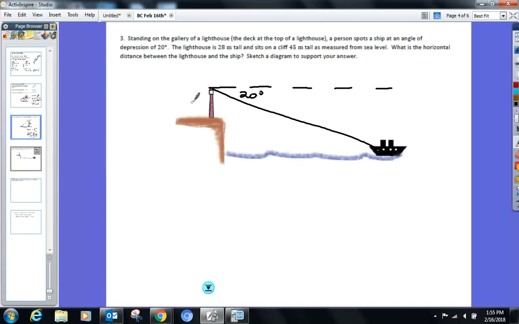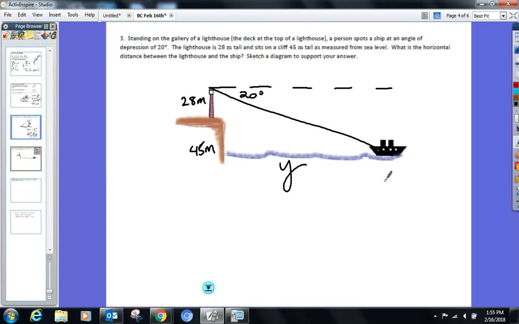Lighthouse, 28 meters tall. Cliff, 45 meters tall. What's the horizontal distance from the ship to the lighthouse? Horizontal distance. Quickly, if I take that word horizontal out and I say, what's the distance from the lighthouse to the ship, I'm now looking for the hypotenuse. If I want the horizontal distance, I will specifically ask for it like I did in this one.